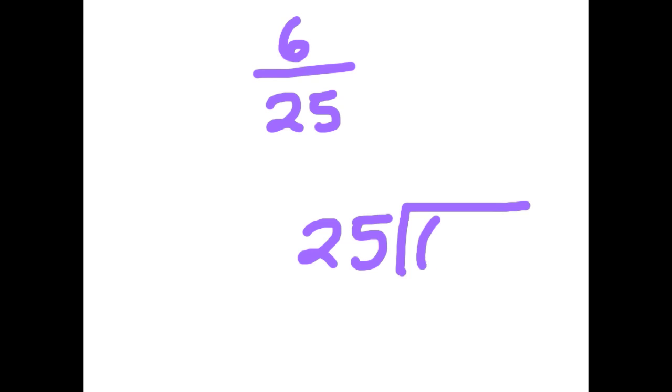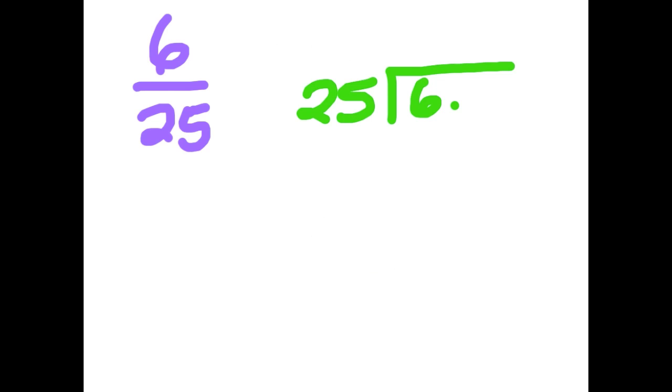To convert a fraction to a decimal, what I need to do is put it in a division format. So 25 is going to be on the outside of my bracket and 6 will be on the inside. So I need to put a decimal point after the 6 right here. Then I'll put a 0 in because 25 doesn't go into 6. I have to ask myself, how many times does 25 go into 60? 0 goes in here because, again, 25 doesn't go into 6.